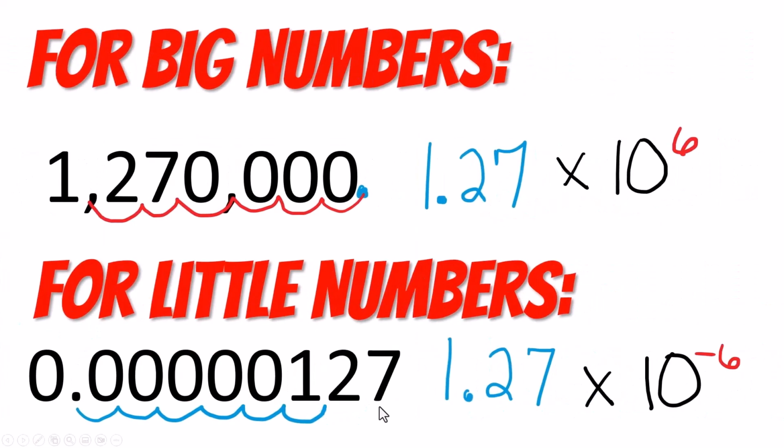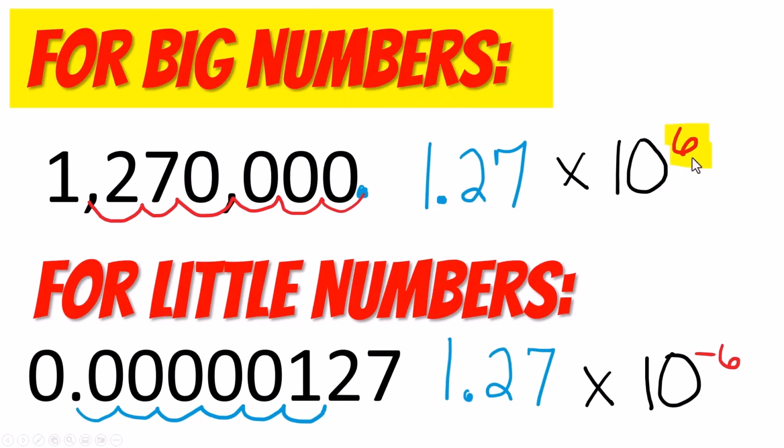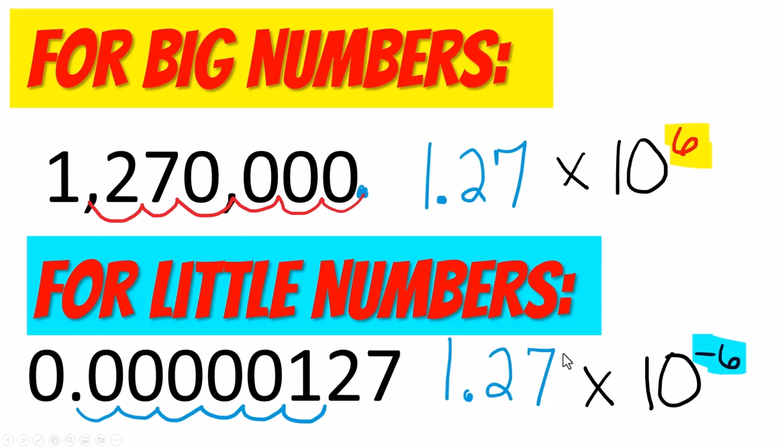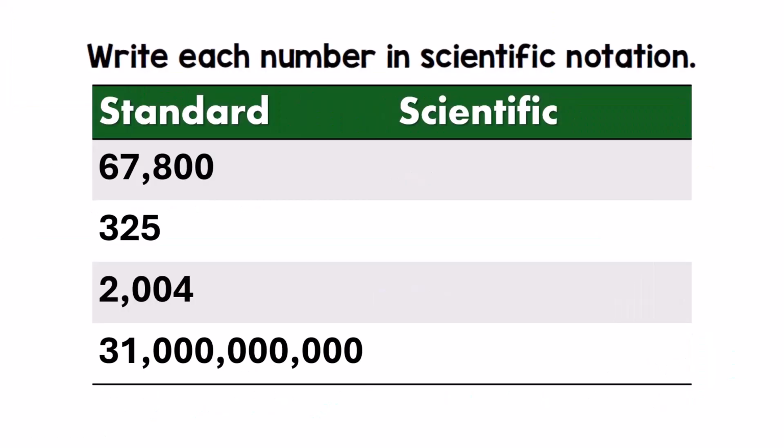Okay, just to recap before you have to start doing this. For very big numbers, your exponents will be positive. For very little numbers, your exponents will be negative. Here are some problems I want you to try on your own. Pause the video. If you're taking notes, put these in your notes. I'll be right back to show you the answers.